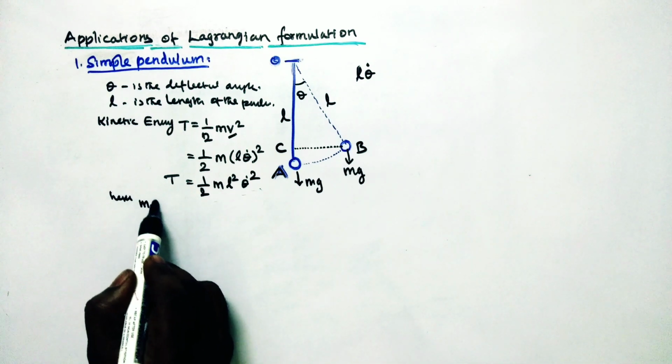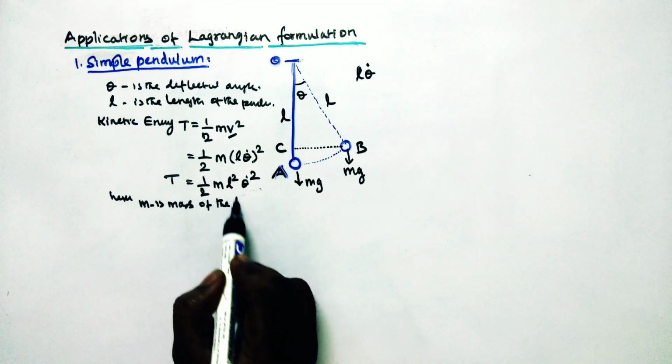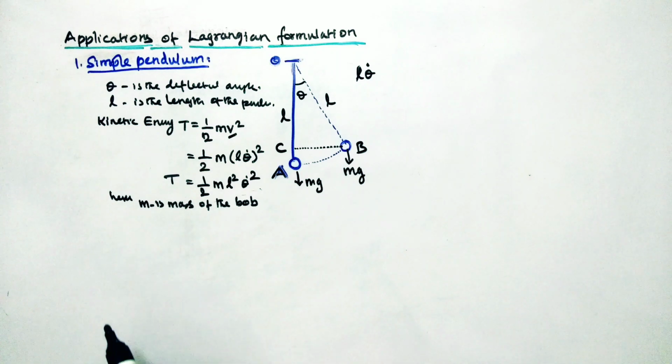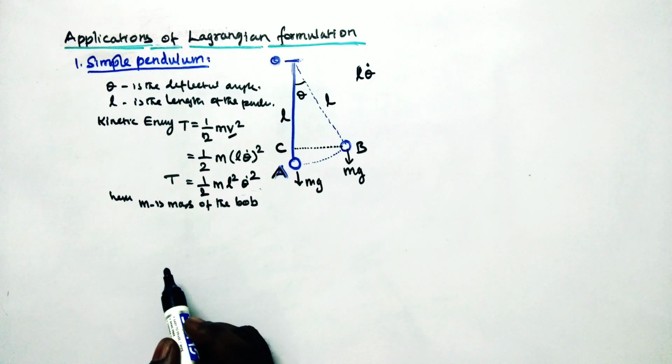Here m is the mass of the bob. A string attached with a mass is called a bob, we can take.